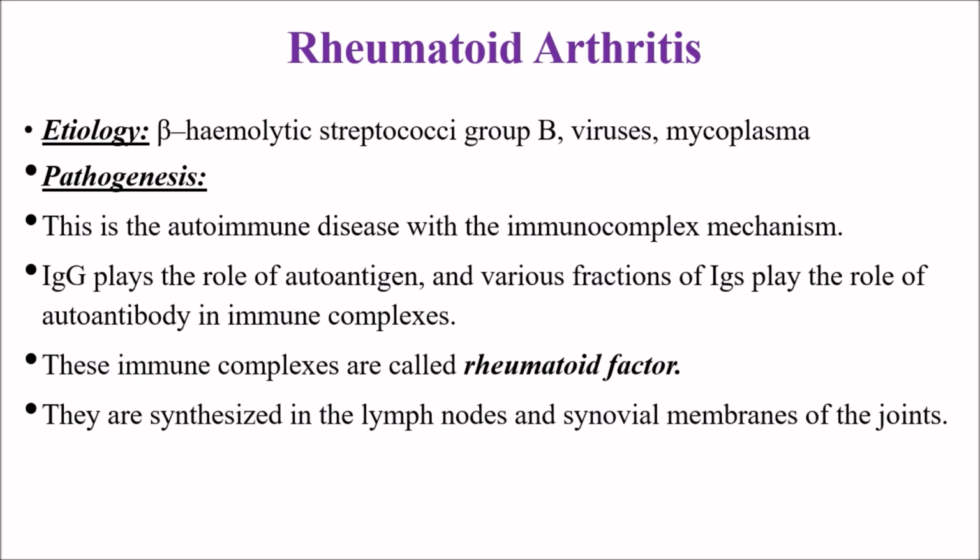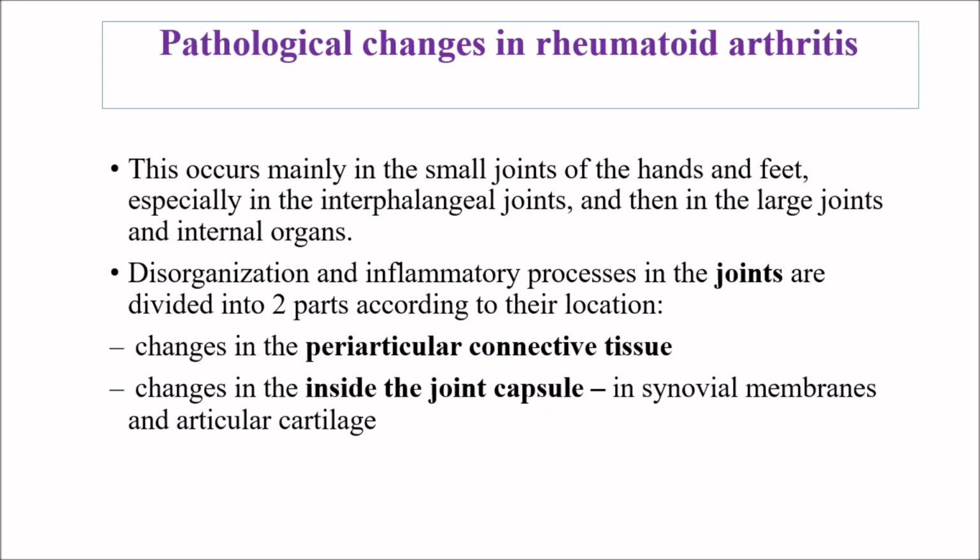Next disease is rheumatoid arthritis. The etiology includes beta hemolytic streptococci group B, viruses and mycoplasma. This is an autoimmune disease with an immune complex mechanism. Immunoglobulin G plays the role of autoantigen, and various fractions of the immunoglobulins play the role of autoantibody in immune complexes. These immune complexes we call rheumatoid factor. They are synthesized in the lymph nodes and synovial membranes of the joints.